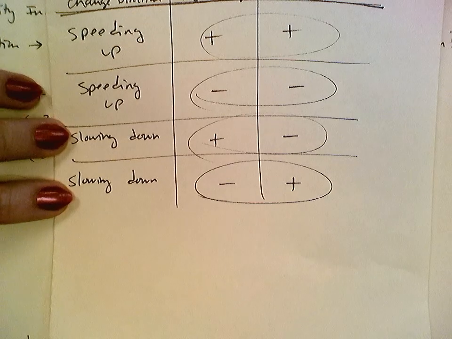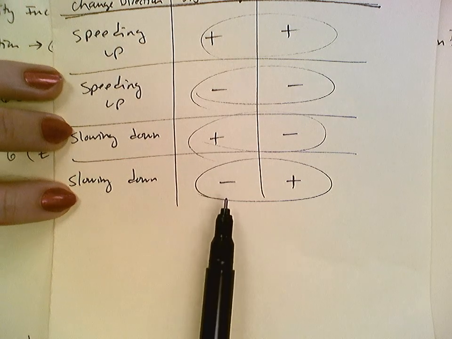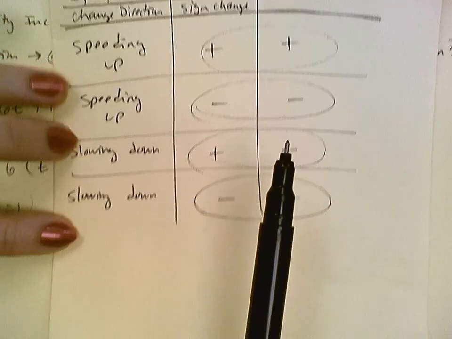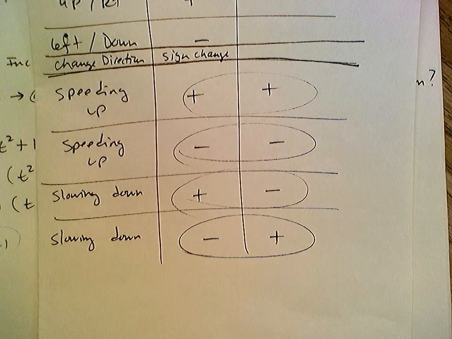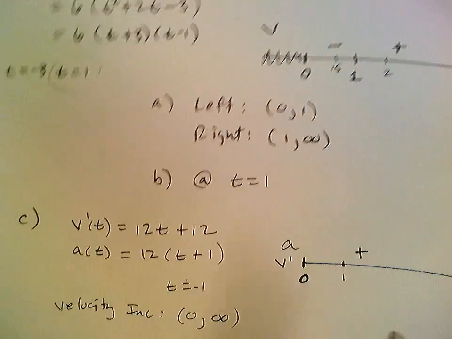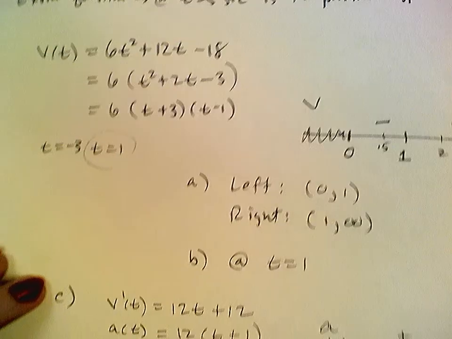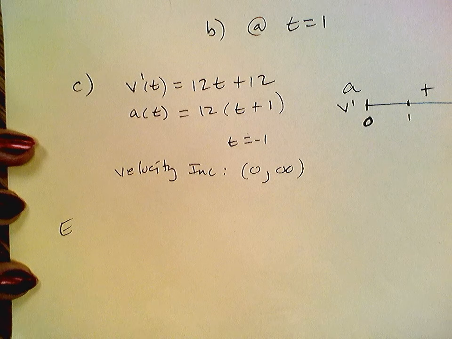And then you have 2 cases for slowing down: when velocity is positive, acceleration is negative, or vice versa. So basically, if velocity and acceleration have the same sign, the particle is speeding up. If they have opposite signs, the particle is slowing down. So what you've got to do is find both the velocity and acceleration at time t equals 5. All right, so this is the extra question.